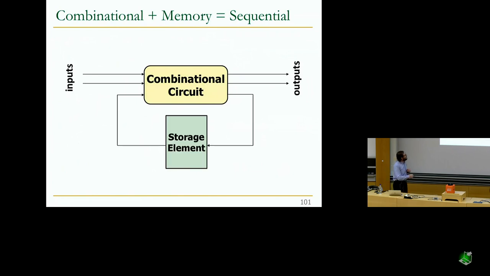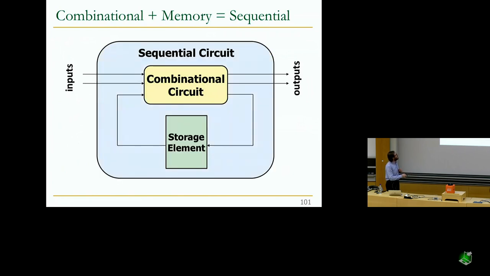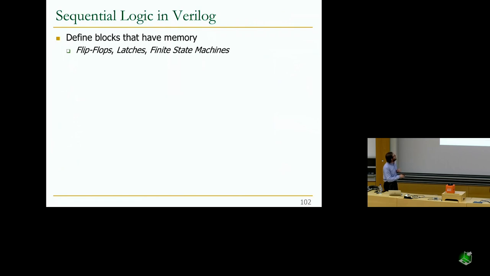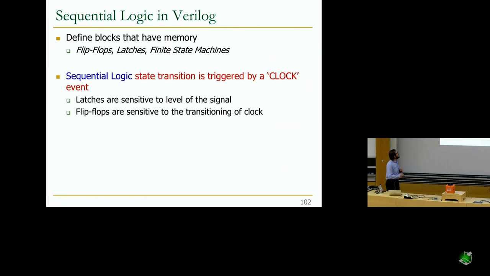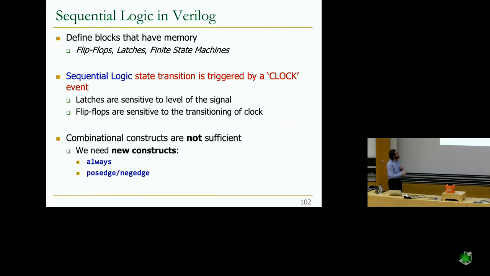So basically, we need the storage element in Verilog. And how do you do that? We can define blocks that have memory, the things we've seen. And sequential logic state transition is triggered by a clock event. So we can actually define a clock in Verilog. And we've seen that latches are sensitive to the level of the signal. Flip-flops are sensitive to the transitioning of the clock. And we're going to see how we construct these.